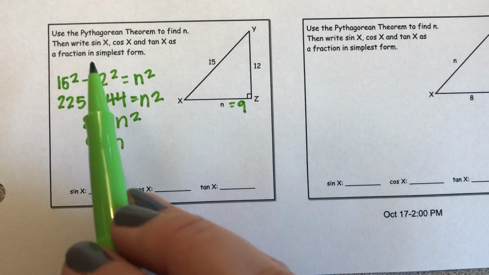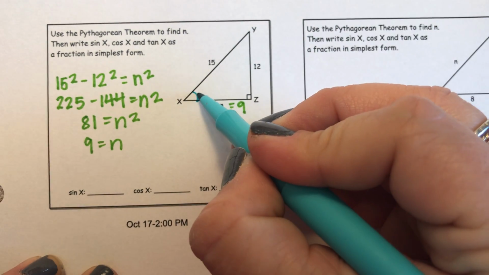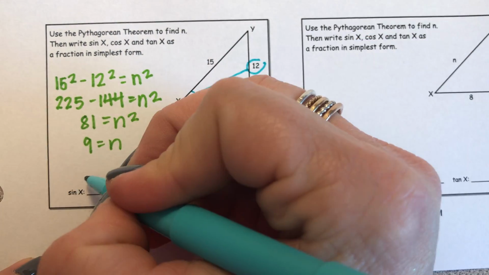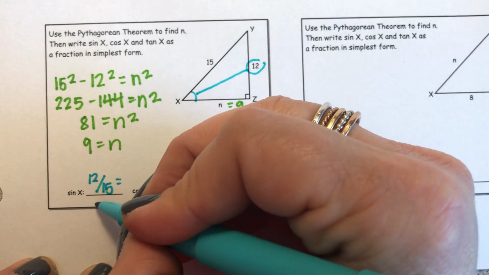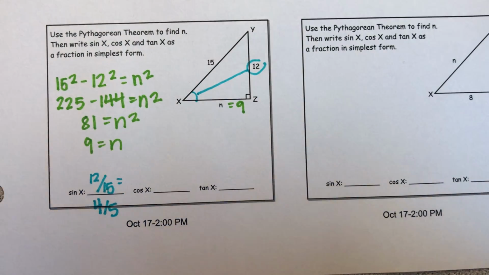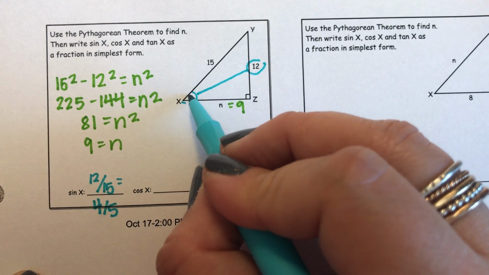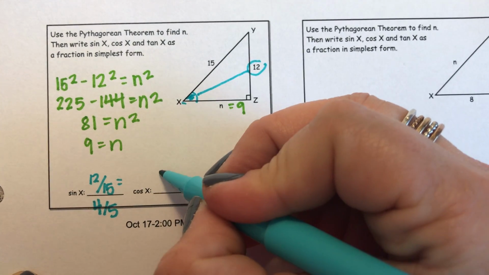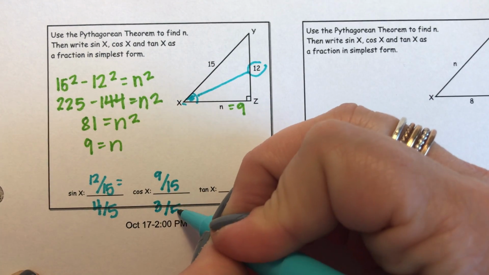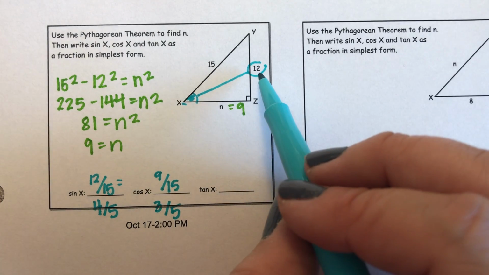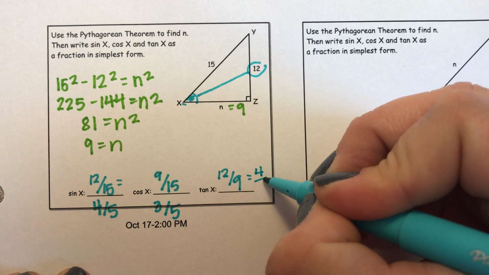So this time again, it's asking us to write sine, cosine, and tangent of x. So if this is x, sine is opposite over hypotenuse. So 12 over 15, which simplifies to 4 over 5. Cosine is adjacent, the side adjacent to angle x, which is what it's asking me about. So that's 9 over the hypotenuse, which is 15. So that's 3 over 5. And then tangent is opposite over adjacent, 12 over 9, which becomes 4 over 3.